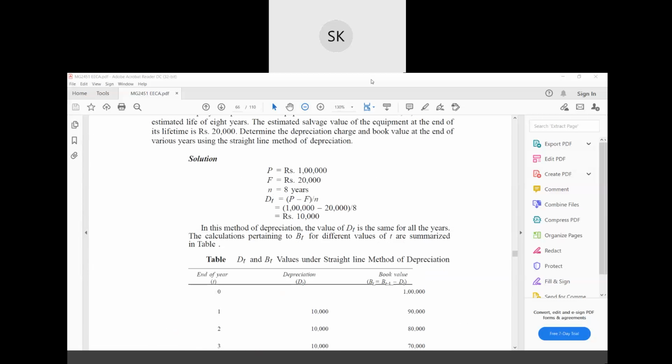Here, any confusion or any doubt? We studied two methods of cash flow, right? This annual equivalent and rate of return method. Then we moved to the topic depreciation, and in that we studied one method which is the straight line method.